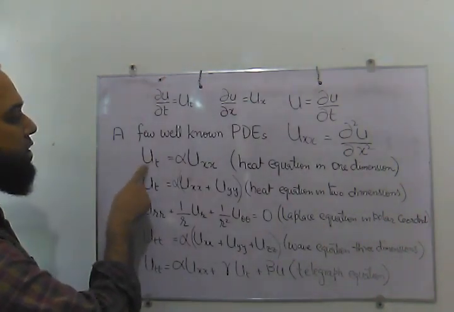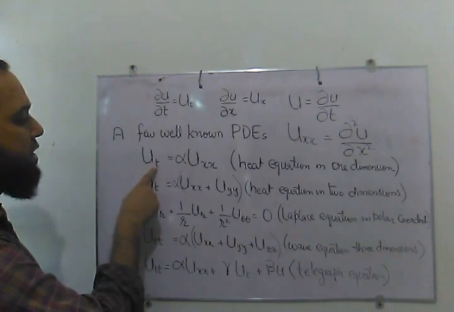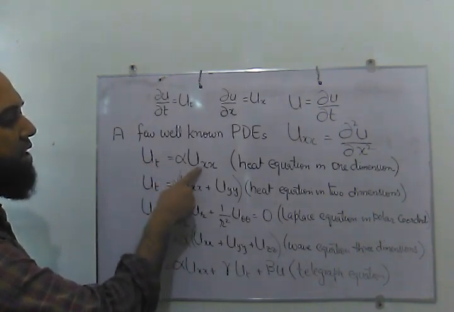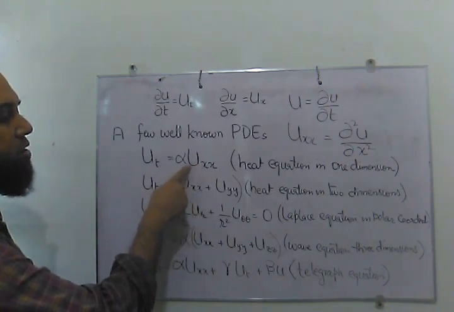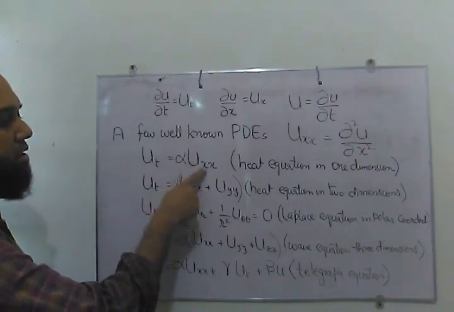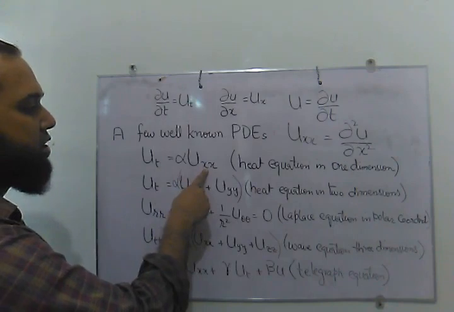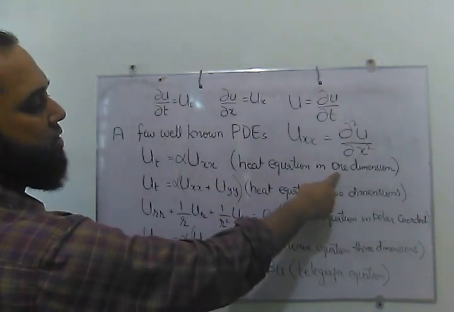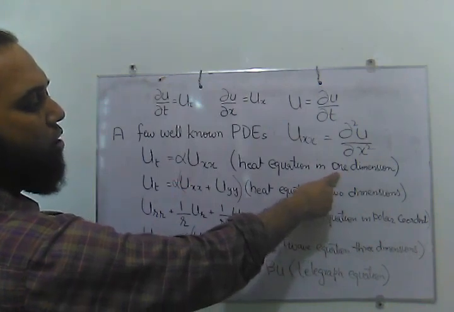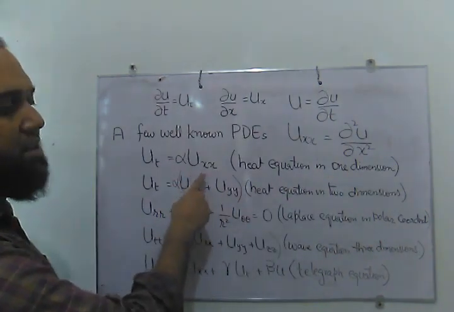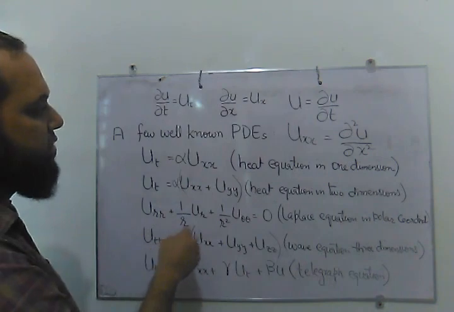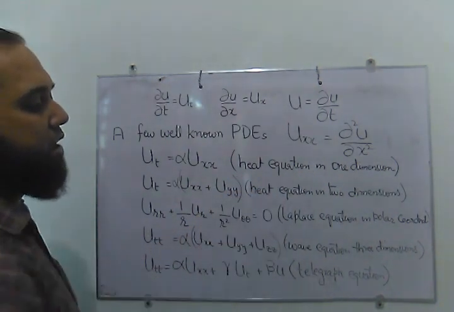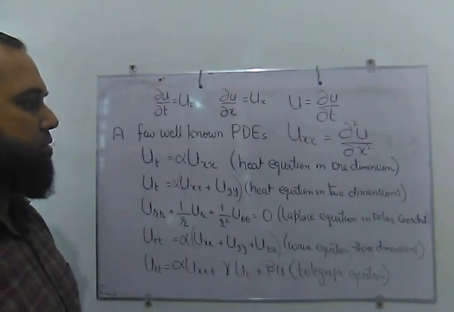So this is the heat equation. The heat equation consists of a single derivative with respect to time of temperature and a double derivative with respect to position. Since this is only in the x direction or x-axis, we call it one-dimensional. Also, since x, y, z are rectangular coordinates, we also call it the heat equation in one dimension in the rectangular coordinate system.